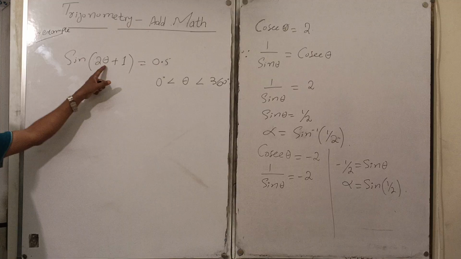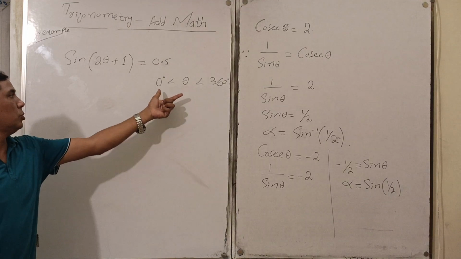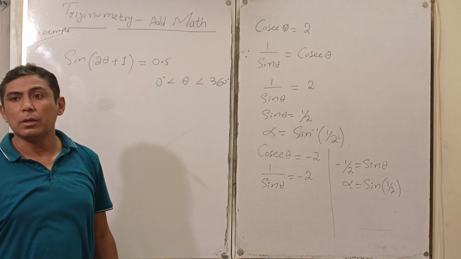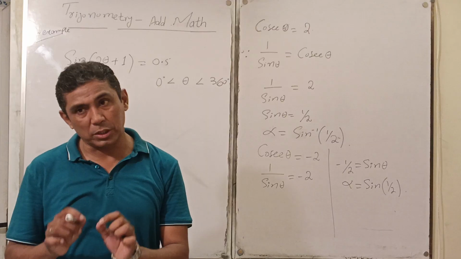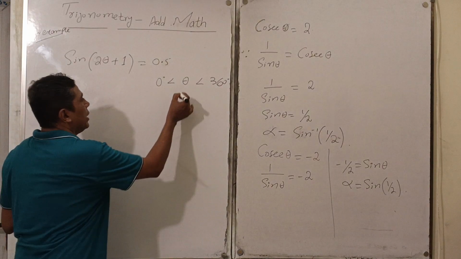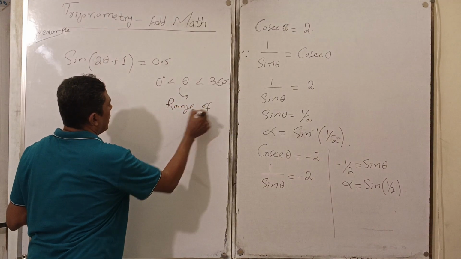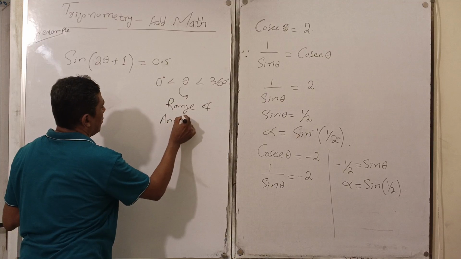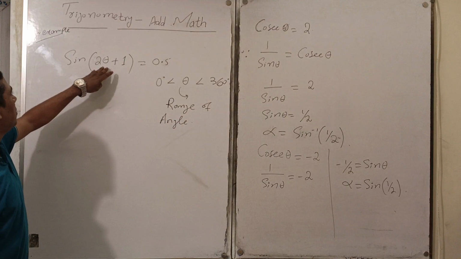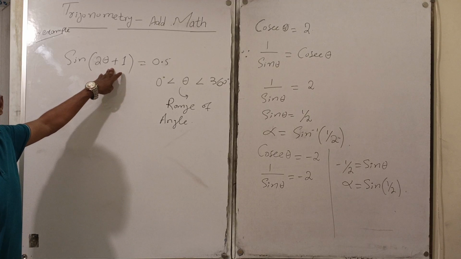Here you will have 2 theta plus 1, but you have a range of theta between 0 degree to 360 degree. So first of all, you will change the range, it is called the range of angle. Make it according to this alpha. This is your alpha now.